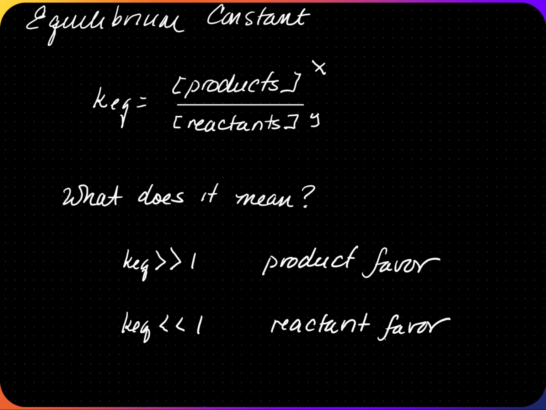When KEQ is very large or greater than 1, it is product favored. When KEQ is less than 1, it is reactant favored. Since the equation is products over reactants, and the products are the numerator, the larger the numerator, the larger KEQ is going to be. The larger the denominator, the reactants, the smaller KEQ is going to be, because it's inversely related.